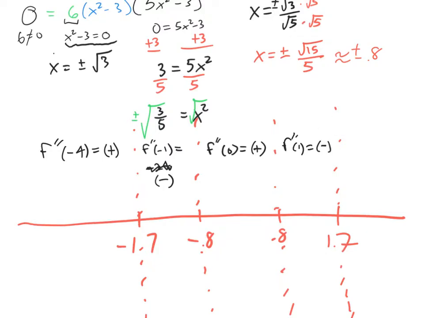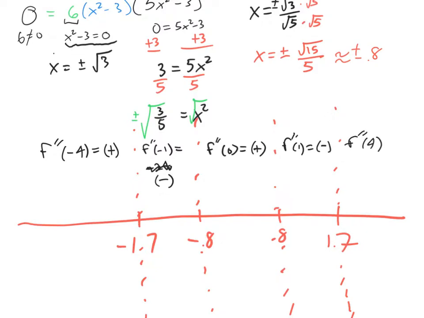So I have all those test points. And then plug in a number greater than 1.7. Plug in any number that you want. So I'll plug in positive 4.